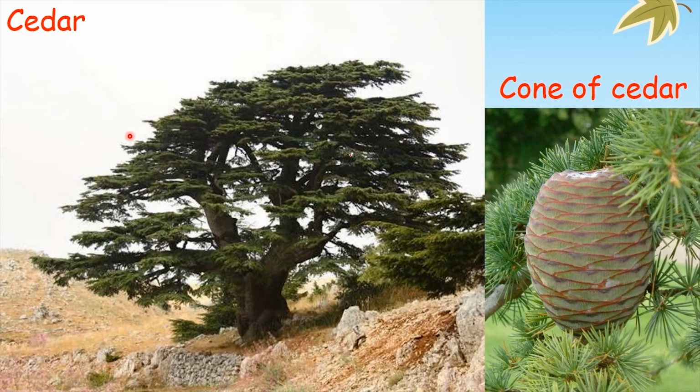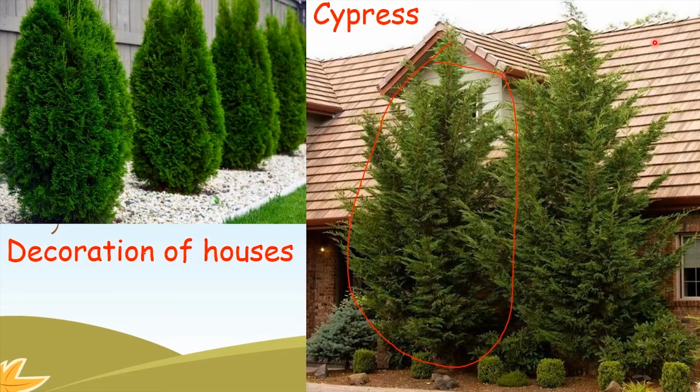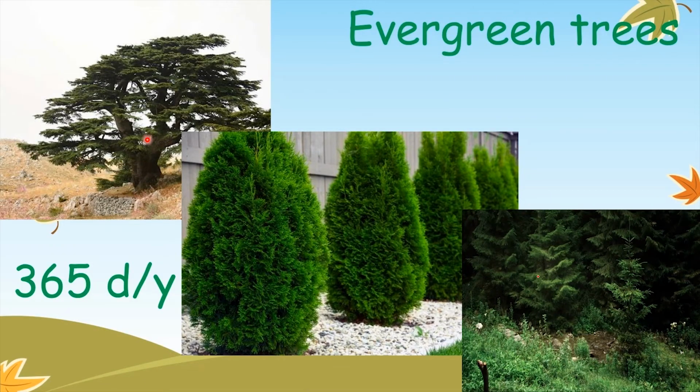This is the cedar tree, and this is the cone of the cedar tree. It is conical, as you see. This is the pine tree, and this is the cypress tree. Cypress, cedar, and pine, all conifers, we can consider them as evergreen trees. It means that they keep their leaves green around the whole year.